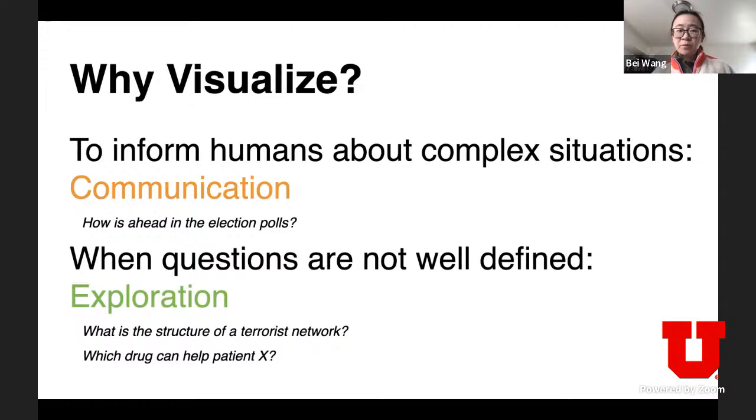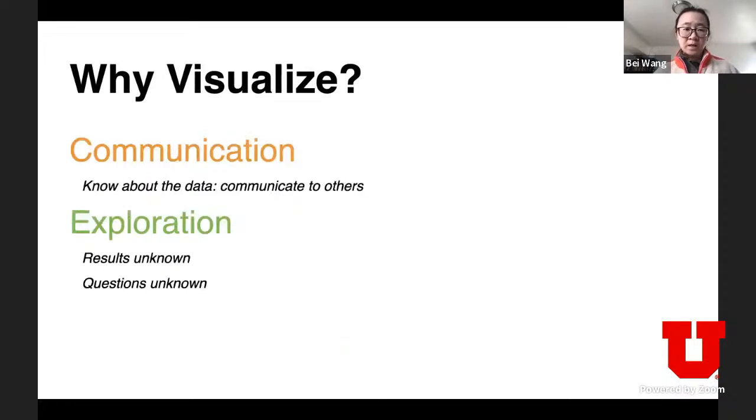The second type is what's called exploration. Sometimes we don't really know the specific insights we're after, so the question is not well defined, and we use visualization to explore the data. For example, understanding the structure of a terrorist network or which drug can help a particular patient. We don't really know the exact answer, and oftentimes we don't even know the right question. The goal is to try to define the right question and discover the corresponding results. In comparison, with communication, oftentimes we know the data we want to communicate and we want to create more effective means for communication through visualization.